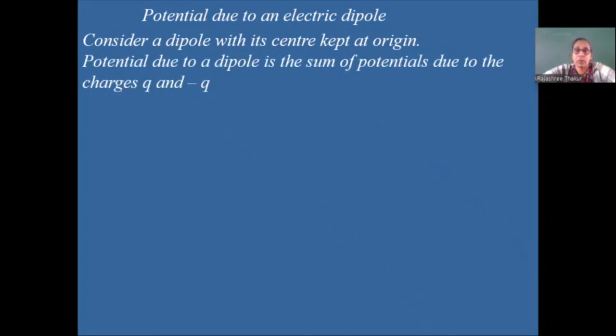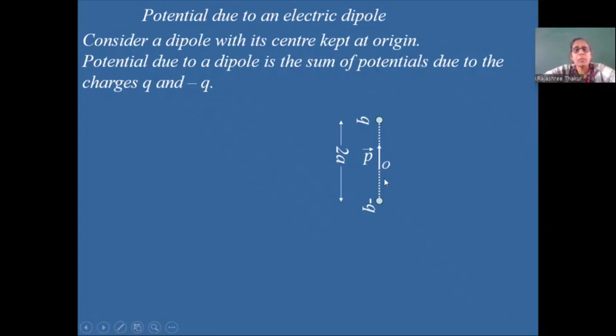So potential due to a dipole is the sum of the potential due to the charges plus q and minus q. So let us consider this dipole. So this is to remind, we have denoted the dipole moment by p. The direction of the dipole is from minus q to plus q, and the length of the dipole is 2a. Let me consider the center now. This is the center which I am placing at origin.